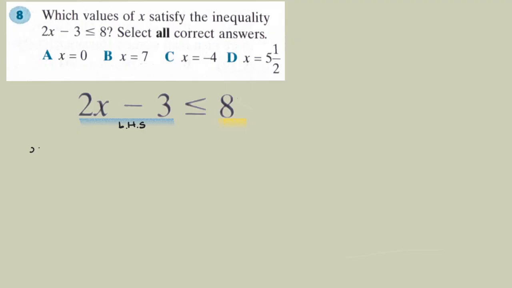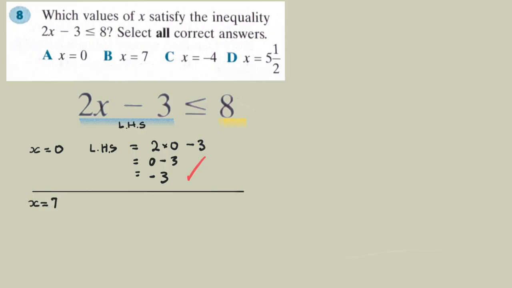When x is equal to 0, what's happening to the left-hand side? The left-hand side is equal to 2 times 0 minus 3, and that is 0 minus 3. And the left-hand side is therefore minus 3. Now, since the left-hand side is less than the right-hand side, then this is true. In other words, it satisfies the inequality.